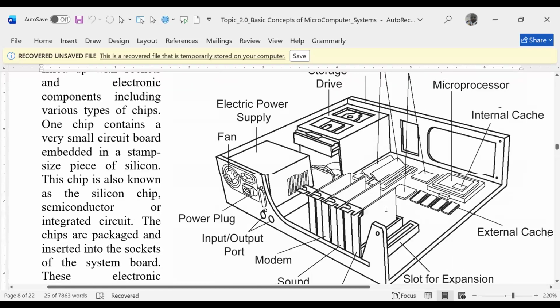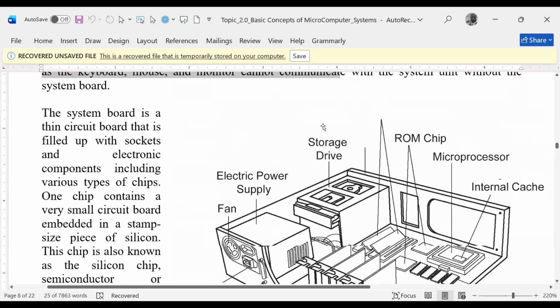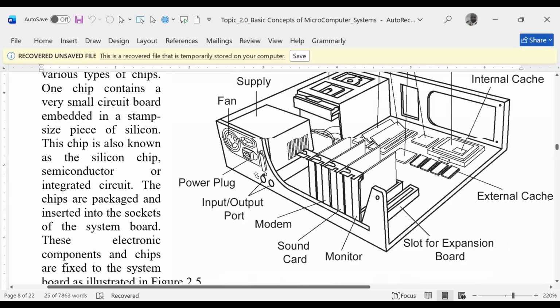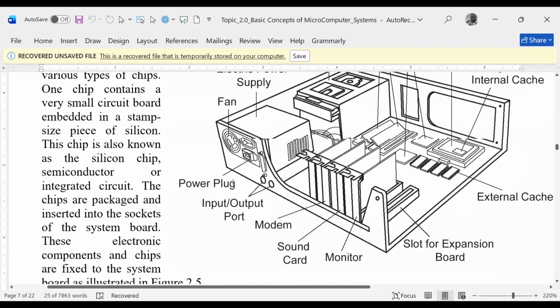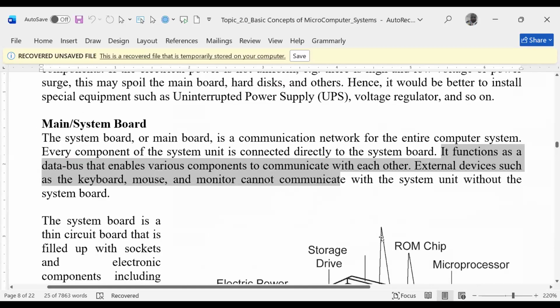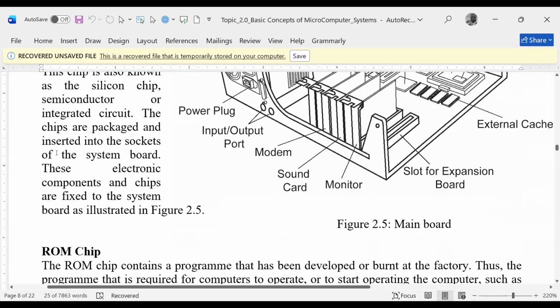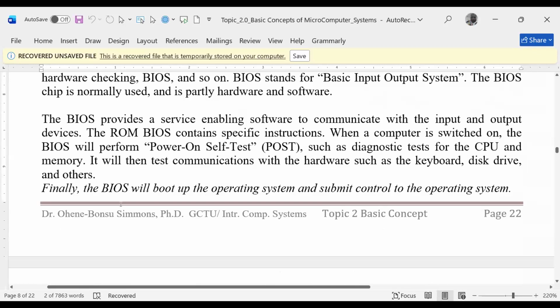And this is a picture of the main board, the system unit, how it is. Your hard disk storage is here. This is our port where external devices can be connected. Another component associated here is called the RAM chip. Other components associated with the motherboard or main unit are here.